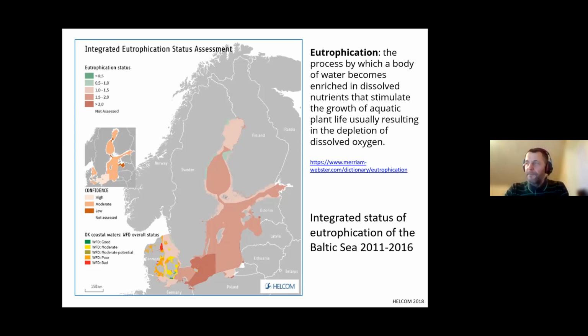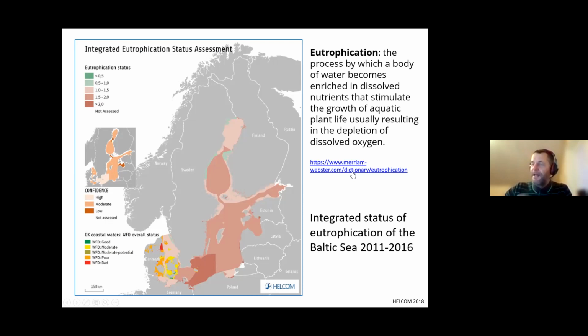Absolutely the biggest human-induced environmental problem of the Baltic Sea is eutrophication. Eutrophication is a process by which a body of water becomes enriched in dissolved nutrients. It's phosphorus and nitrogen. Phosphorus is mostly coming from households, from cities. Nitrogen is mostly coming from farms, from manure. And those stimulate the growth of aquatic plants, which usually results in depletion of dissolved oxygen. Like humans need oxygen for their lives, also marine organisms need oxygen for their lives.